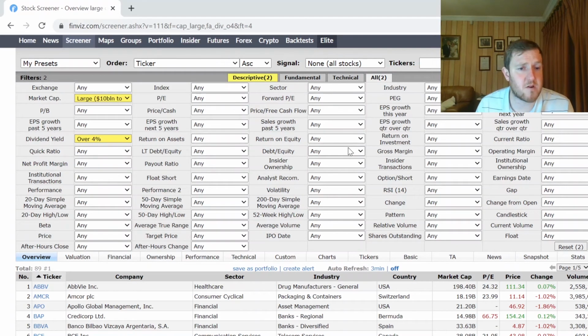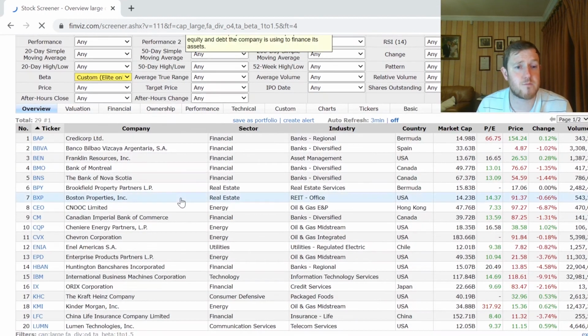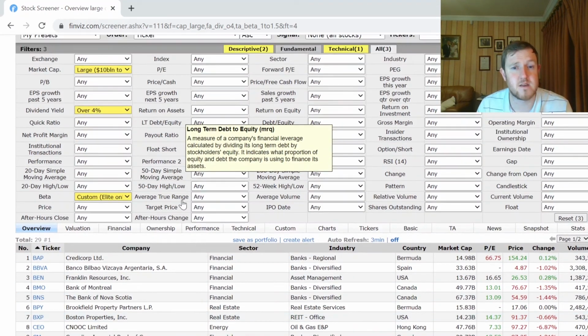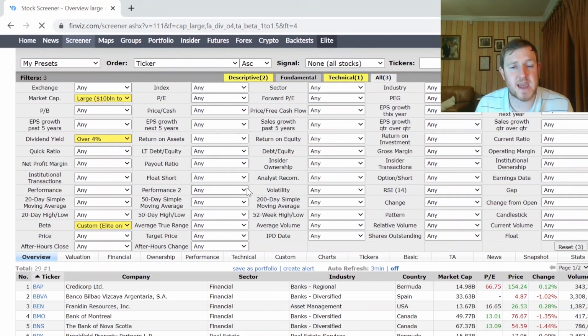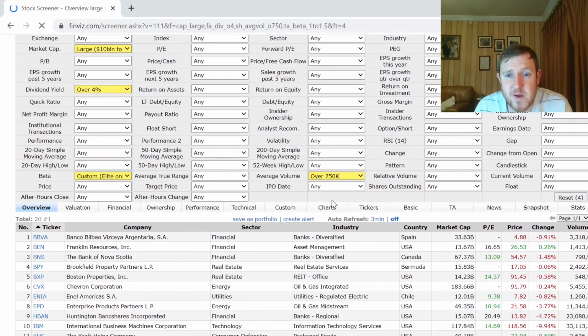If I want to go a bit further, I might have a look at, say, for instance, the stock's beta. So I'll have a look at a stock with a beta between 1 and 1.5. And let's see how much that brings it down by. So that brings me down to just 29 stocks. And let's filter it down a little bit more again. Let's say, for instance, I'll have a look at the average volume. So I want average volume of, say, over 750K. And that knocks it down to 20. So there's 20 stocks on my list.